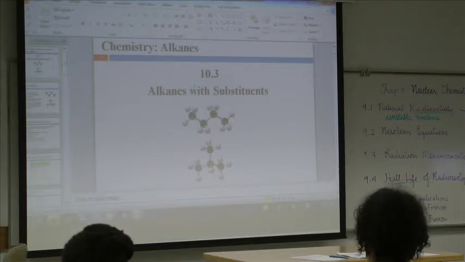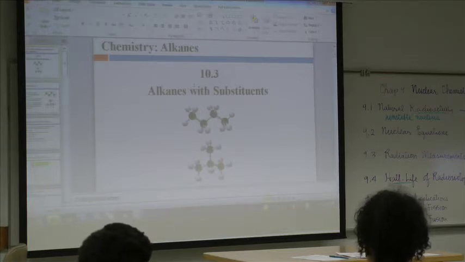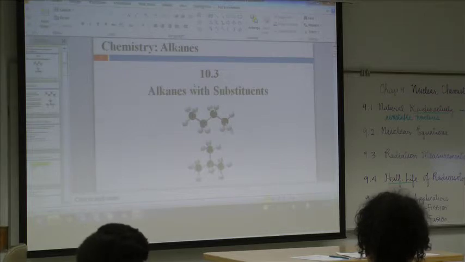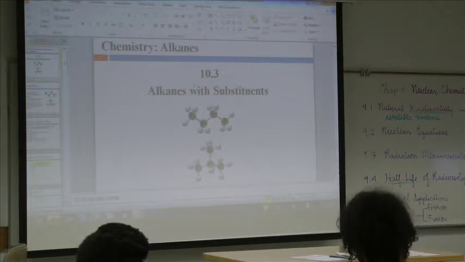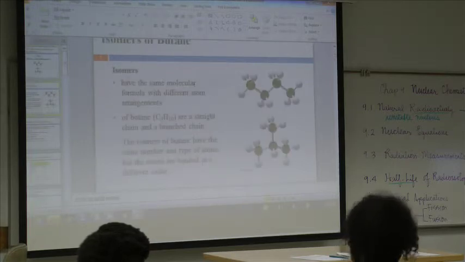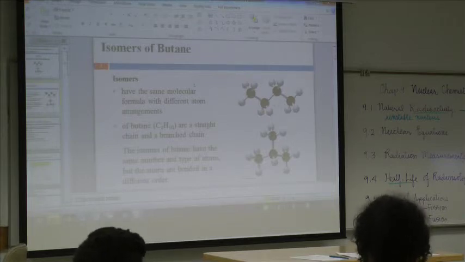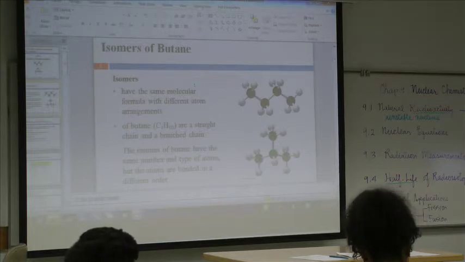I did this earlier. I just drew two lines or one line like so. Or we can take off this methyl group. This is a CH3, right? Take off the CH3 and then put it where this hydrogen is. So then when we do that, that's called isomers of butane. And so that's also important because depending on their shape, they have the same molecular formula but different atom arrangement. So these are very important vocabulary.